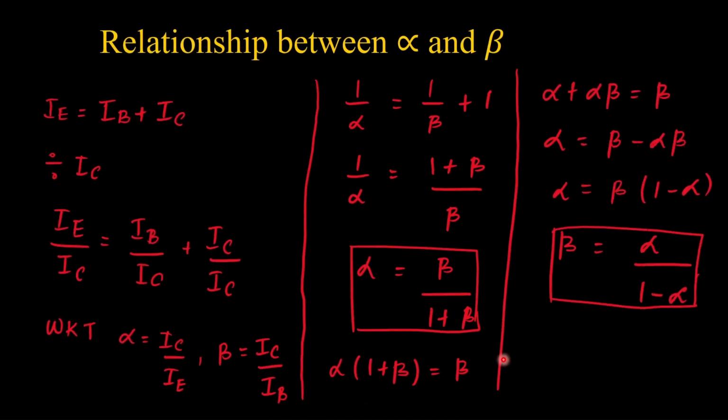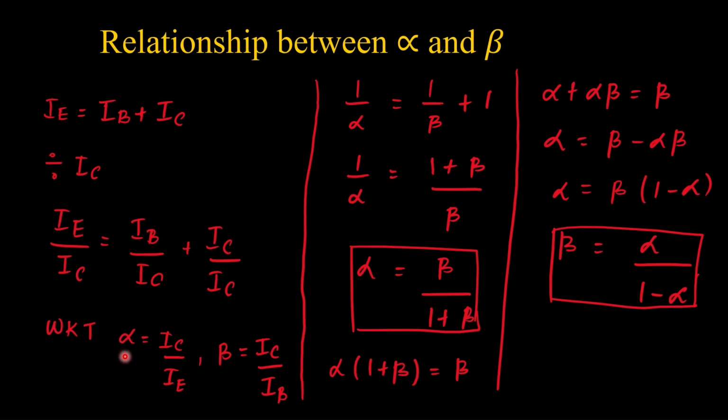Now coming to the relationship between emitter current, collector current and base current. To understand that, you should know the relation between alpha and beta. Alpha is the common base current gain, and beta is the common emitter current gain. This is the general current equation: IE = IB + IC. First, we divide the whole equation by IC, the collector current. So IE/IC = IB/IC + IC/IC, and IC/IC cancels and is 1.